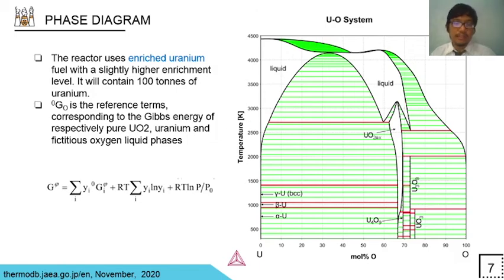The gas phase is described as an ideal mixture containing gaseous species such as uranium, oxygen, O2, O3, O1, U1, O2, U1, and O3, U1. As you can see, the Gibbs energy of the gas phase is given here, where you can see Yi and Gi gamma. Yi is the mole fraction of species i in the gas phase, G represents the standard Gibbs energy of species i in the gas phase, R is the gas constant, T is the temperature, and P0 is the standard pressure. So this is the fuel system. We use uranium oxide for the reactor fuel.